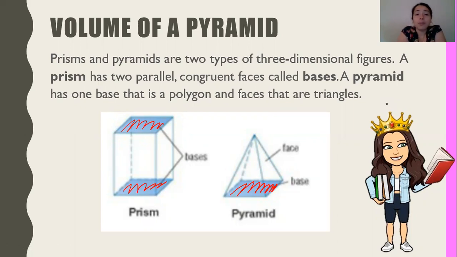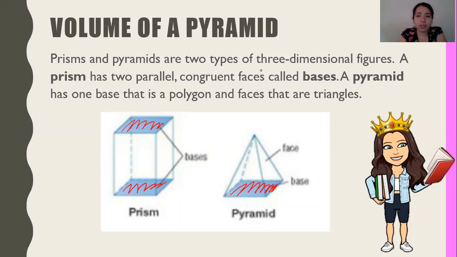Okay, they're both 3D figures, but notice that a prism, the one on the left, has two bases. It has a base on the top and a base on the bottom, two bases, right? And the pyramid only has one. Good. The pyramid only has one base, but it does have a lot of what they call faces. Faces are the sides.